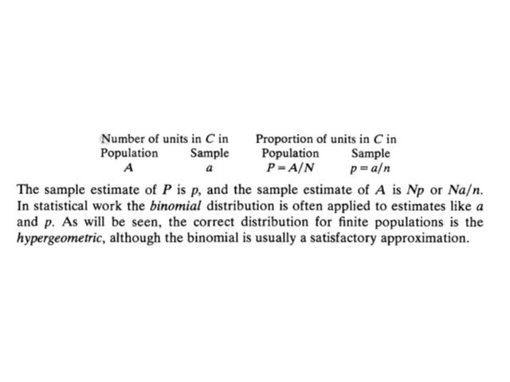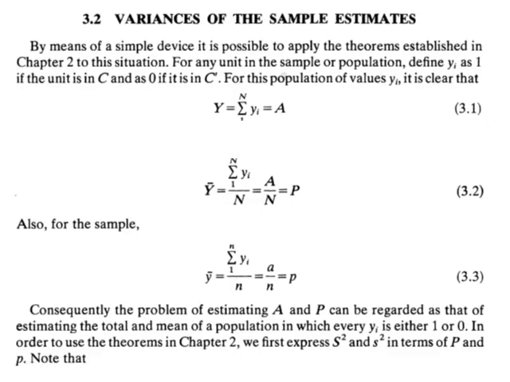In statistical work, the binomial distribution is often applied to estimates like these. As will be seen, the correct distribution for the finite population is the hypergeometric, although the binomial distribution is usually a satisfactory approximation to the hypergeometric.